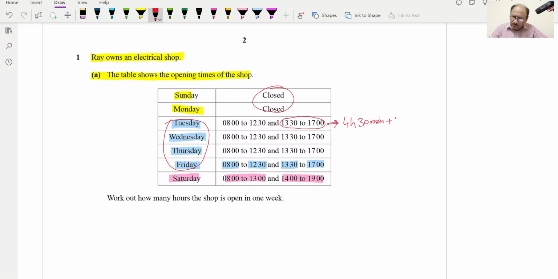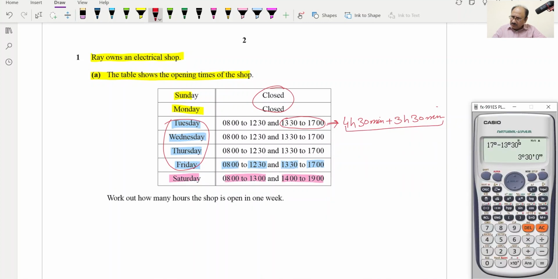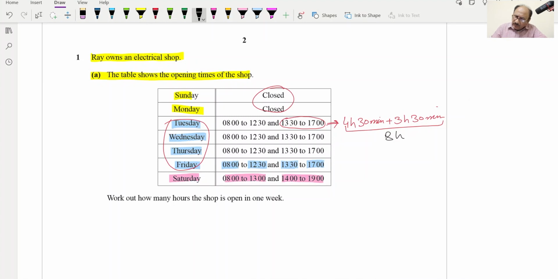So we have to add these two, 3 hours and 30 minutes, and this time is for 4 days. If we add this time, 3 hours 30 minutes is already there, plus 4 hours and 30 minutes, this will be 8 hours. So total time is 8 hours. This is for 1 day, and this time is for 4 days. So we will multiply 8 hours by 4, and in this we will add time for Saturday.